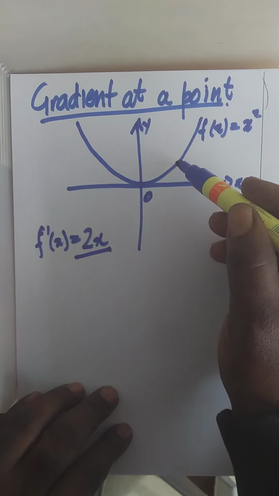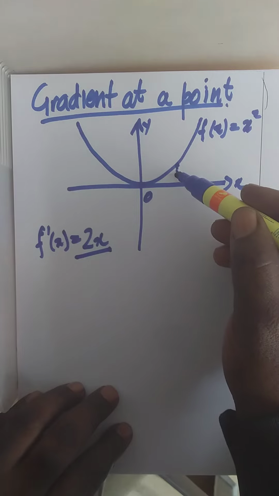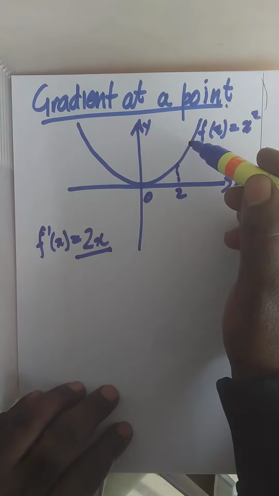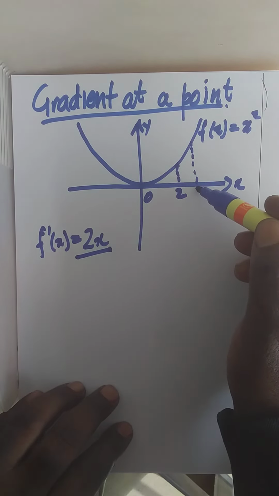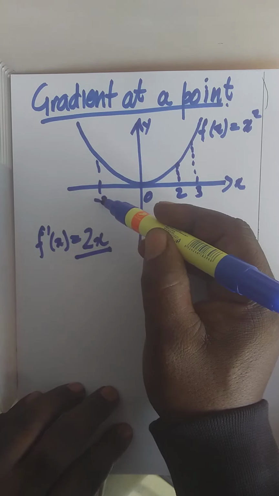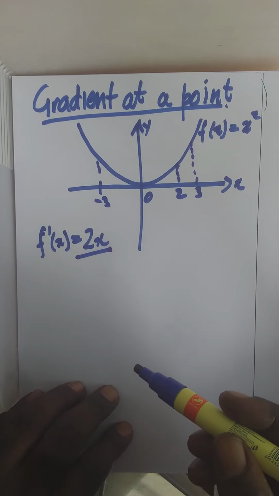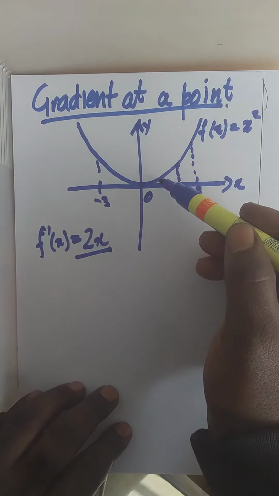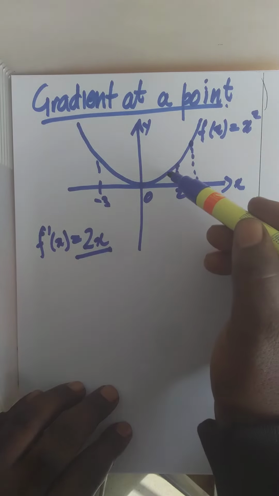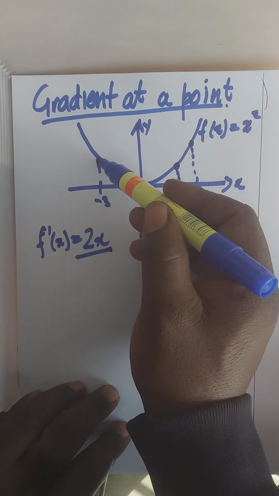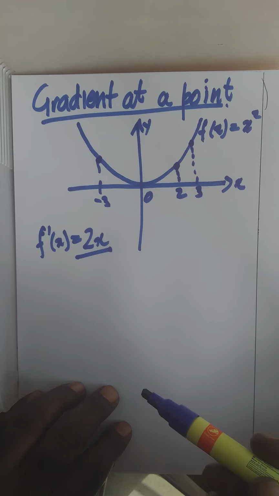What must I do if I want to calculate the gradient? Maybe at x is equal to 2, maybe at x is equal to 3, maybe at x is equal to negative 3. Surely you will remember that the gradient at this point will not be the same as the gradient at that point and also the gradient at that other point.